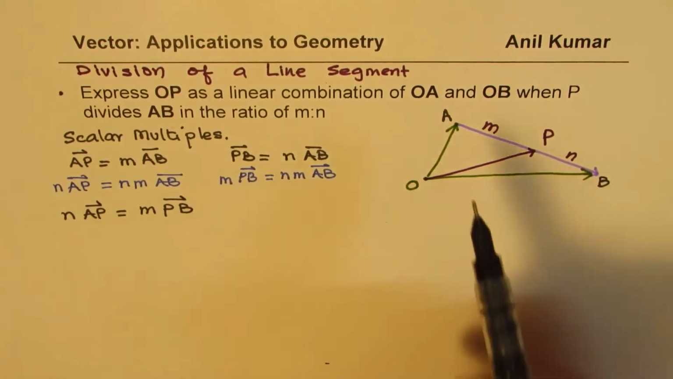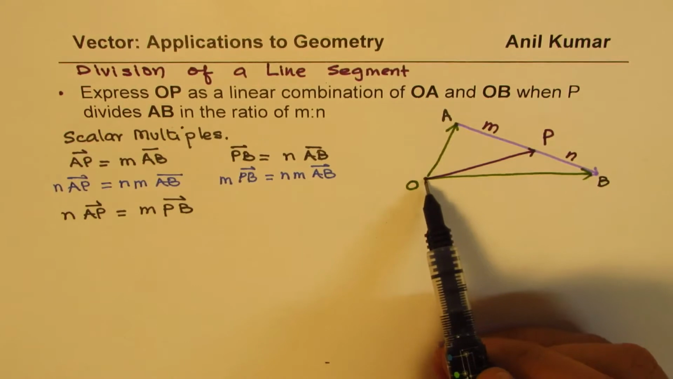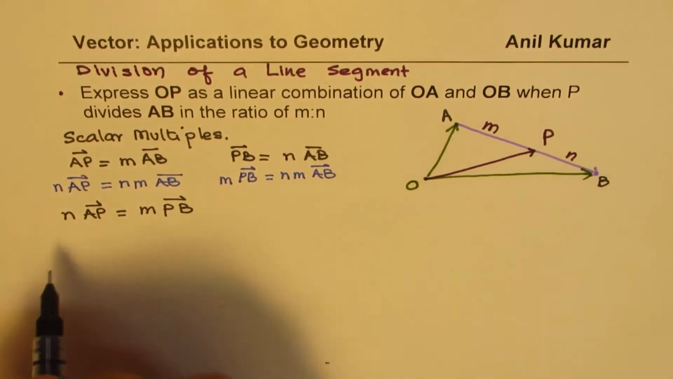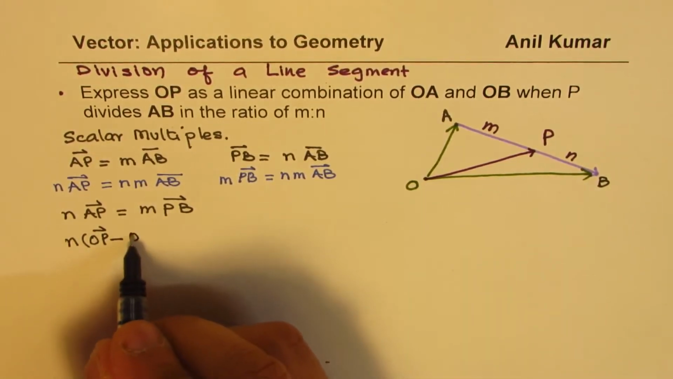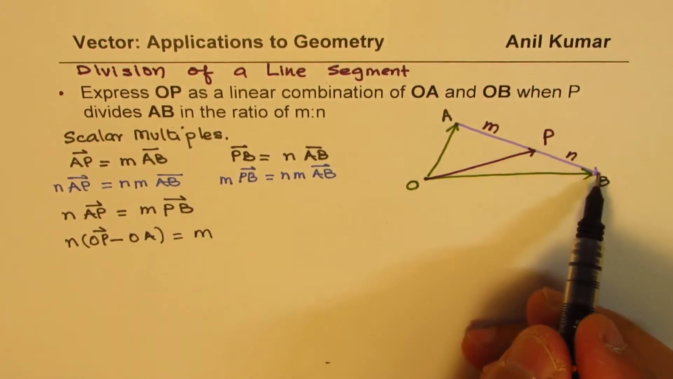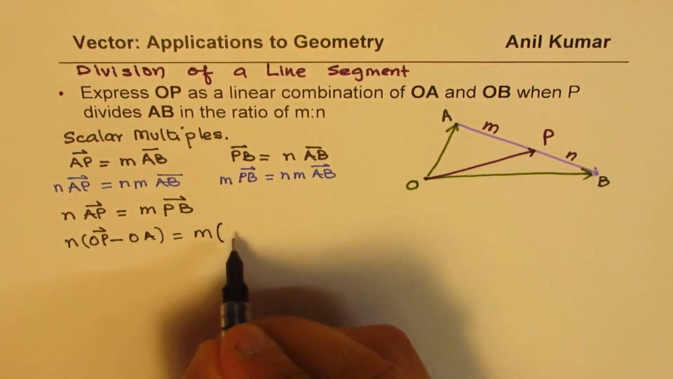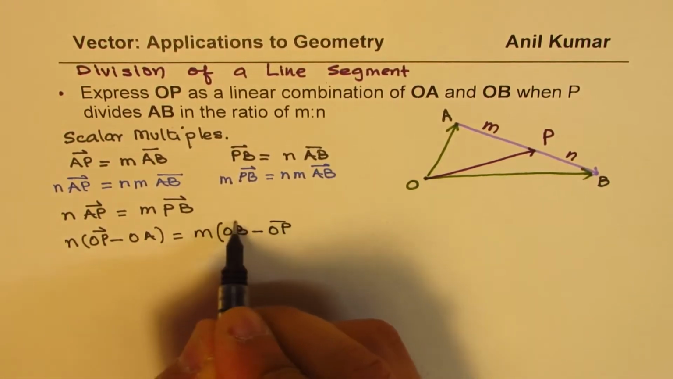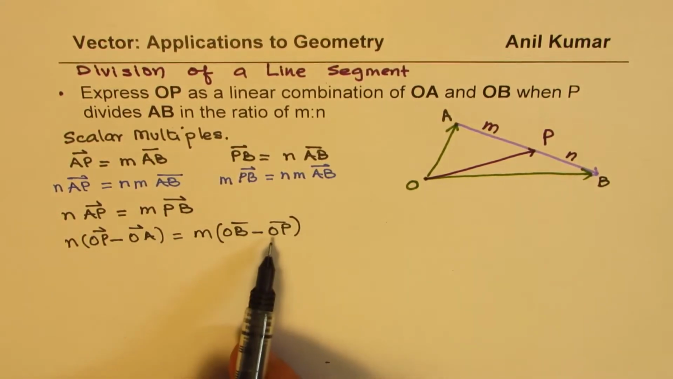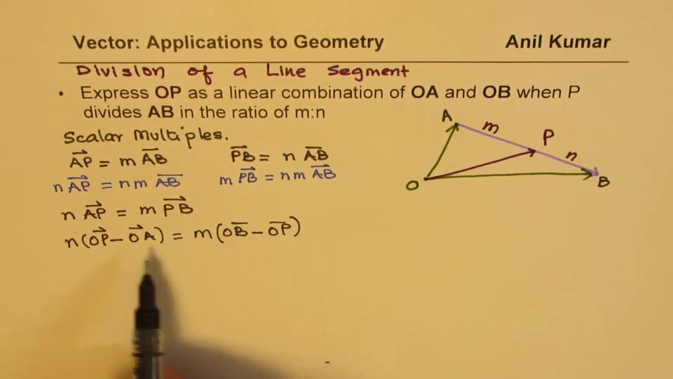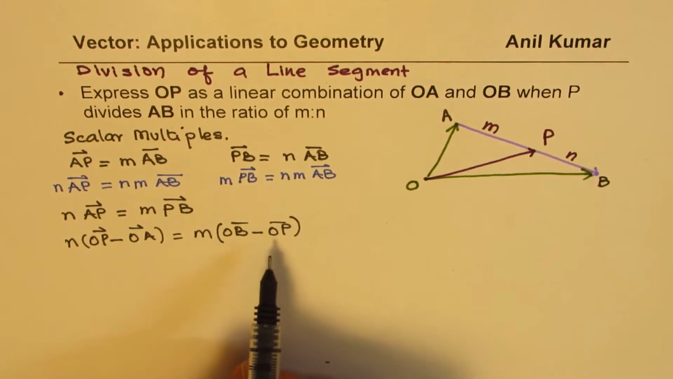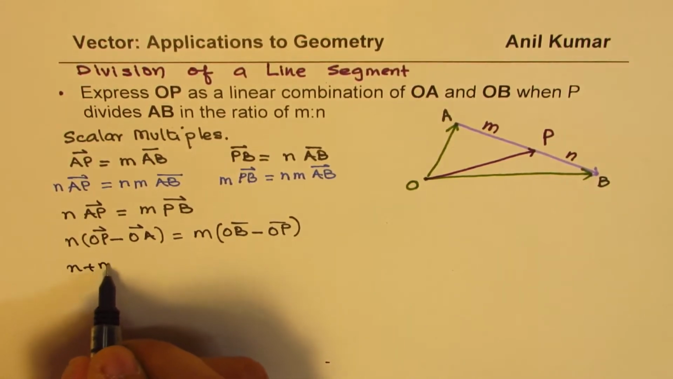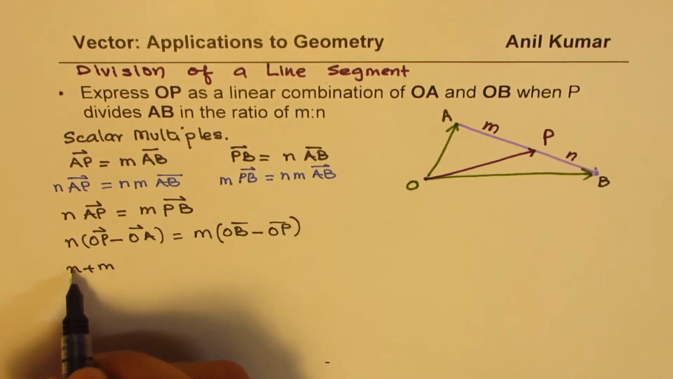Correct? Now what is AP? A to P could be written as OP minus OA, right? So A to P is OP minus OA, and P to B is OB minus OP. Perfect. Now we can bring OP to the left side to find an expression of OP in terms of OA and OB. As you can see, in this particular equation, we only have OP in terms of OA and OB, right?